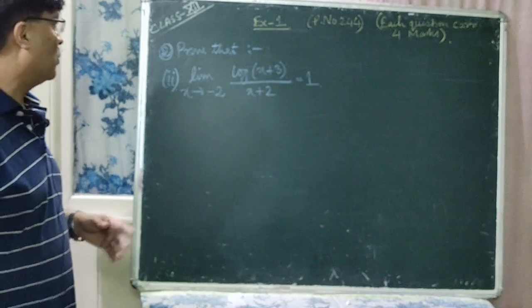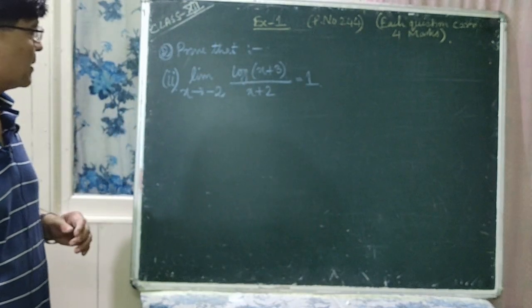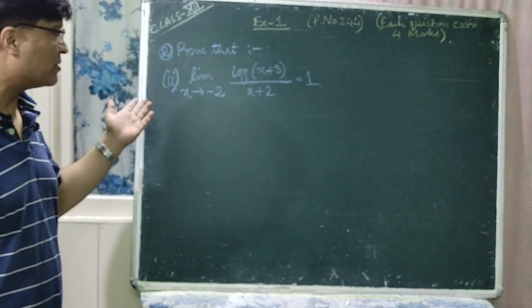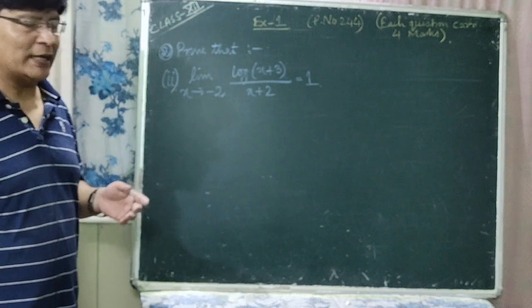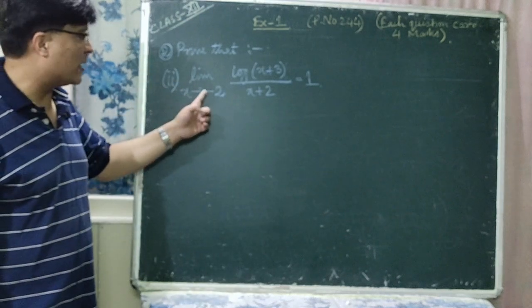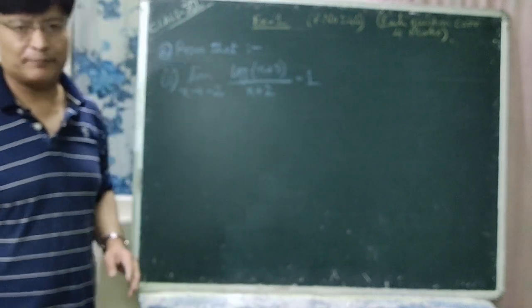Now we'll do the next question, that is number 2. You have to prove that, that means you have to evaluate the limit. The answer is given in the question itself. We'll prove number 2, that is limit x tends to minus 2 of log of (x plus 3) divided by (x plus 2) is equal to 1.